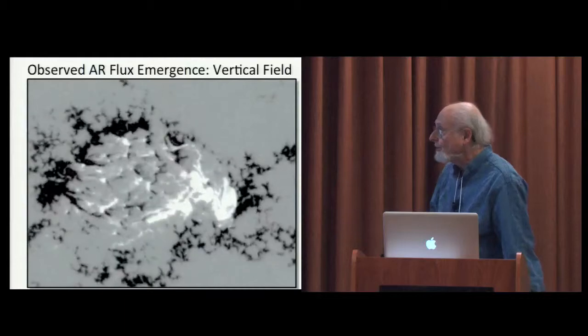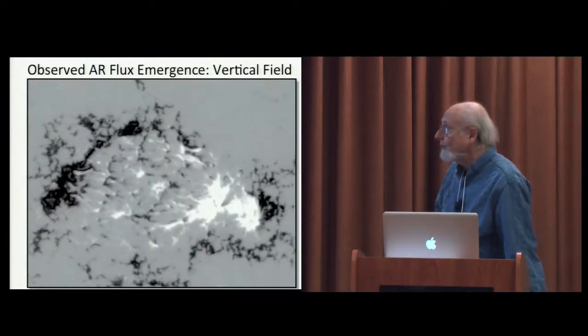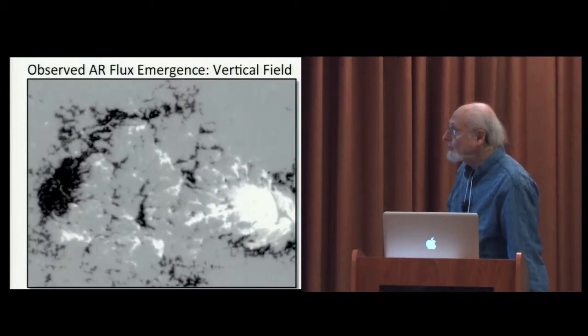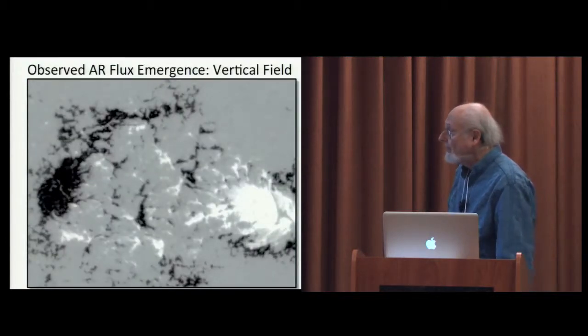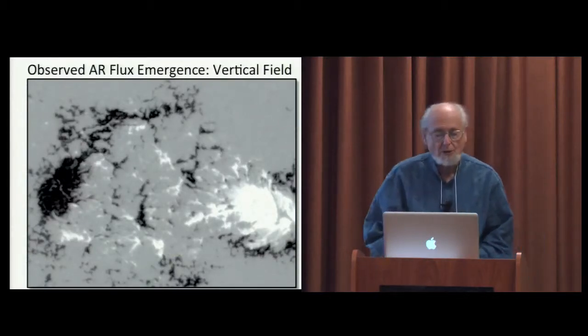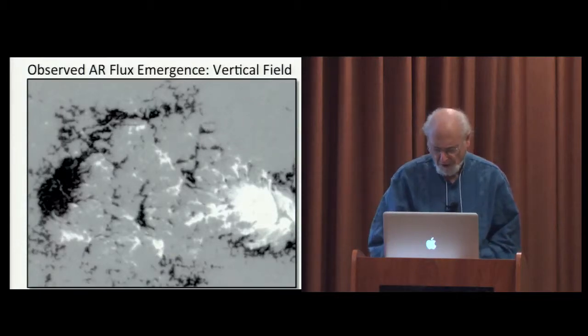This is the vertical field, and the two polarities are represented by the light and the dark. You see they come up in a very mixed polarity region here in the middle, and then they counter-stream into opposite polarity field concentrations. And that's typically how the magnetic field emerges on the sun.